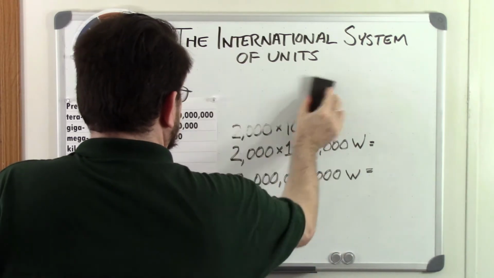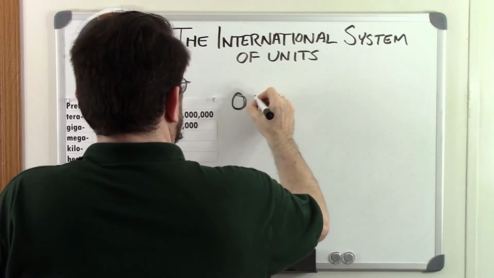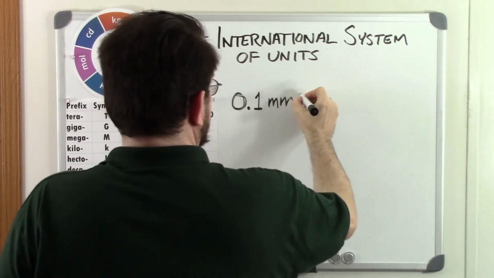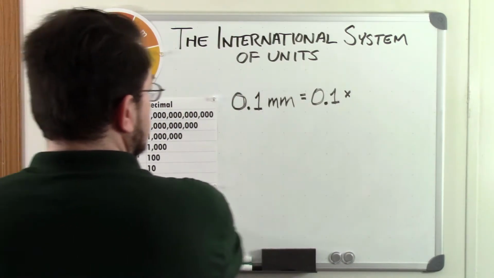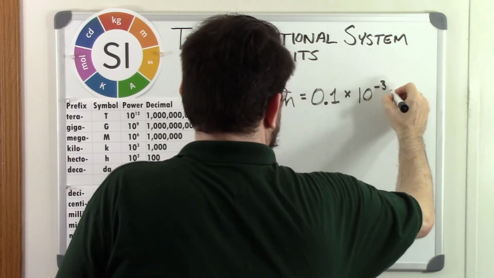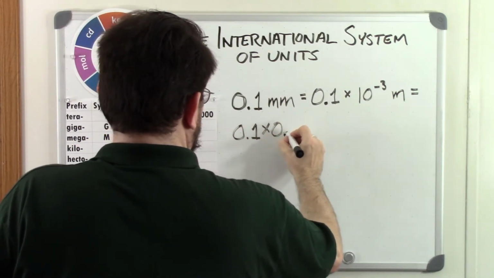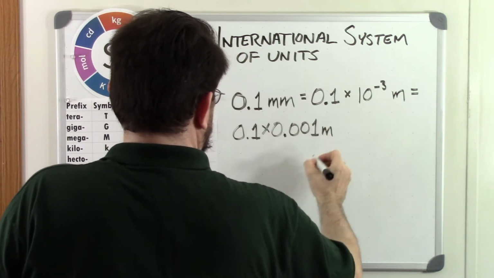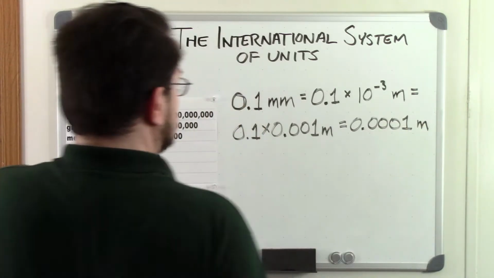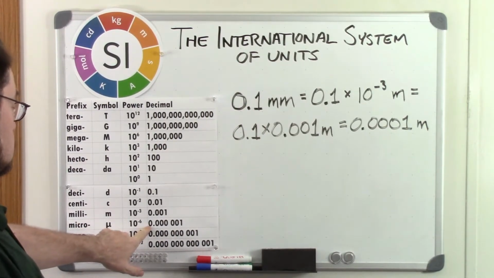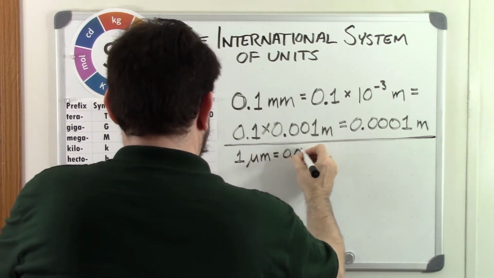The thickness of a human hair varies a lot, but let's say we measured one to be 0.1 millimeters thick. What's that in meters? What is it in micrometers? Well, the prefix milli means 10 to the power of -3, or 1/1000th. So 0.1 millimeters is 0.1 times 0.001 meters, or 0.0001 meters. What about micrometers? Well, 1 micrometer is 10 to the -6 meters, or 0.000001 meters.